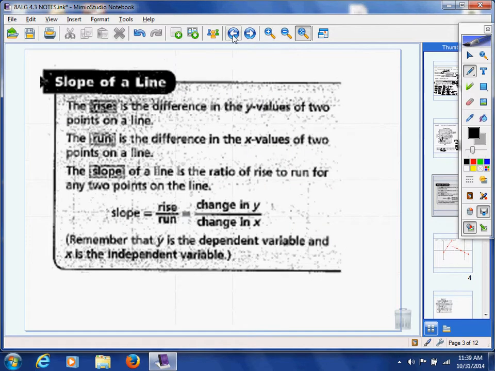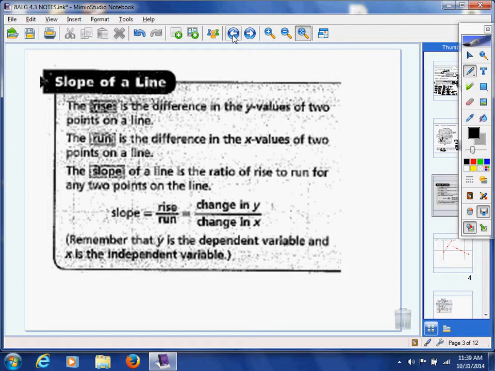Slope of a line. This is our focus today. We're going to learn how to take a graph and calculate from it the slope of a line. And this is really important stuff. This particular page is a great setup for your knowledge about slope. And let's start at the top here.